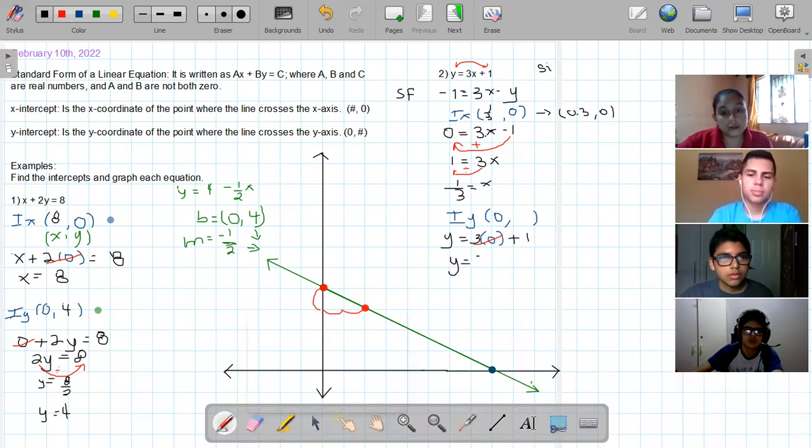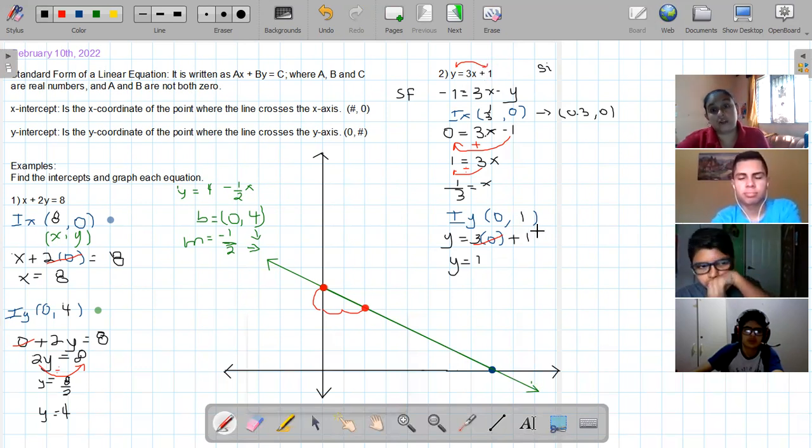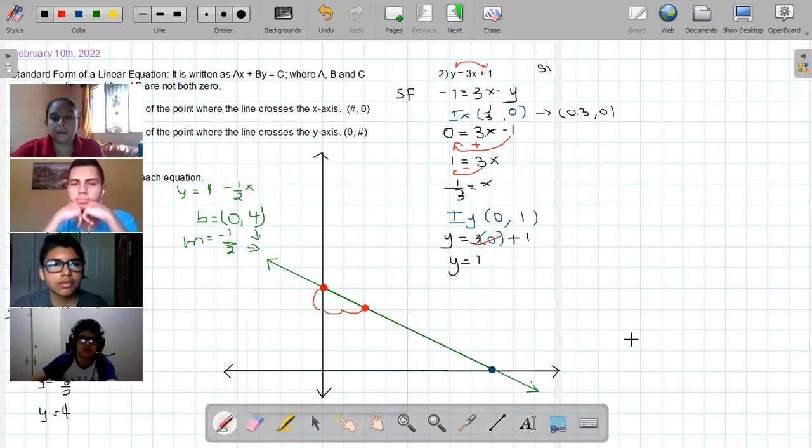So my y-intercept is 1. And as you can see, in slope-intercept form, we know that this one is the intercept. So it's okay, we got it, perfect. And so now in order for me to graph, I'm gonna move you guys to the other side. And I'm gonna graph over here. As you can see, I need only 1 and 0.3.